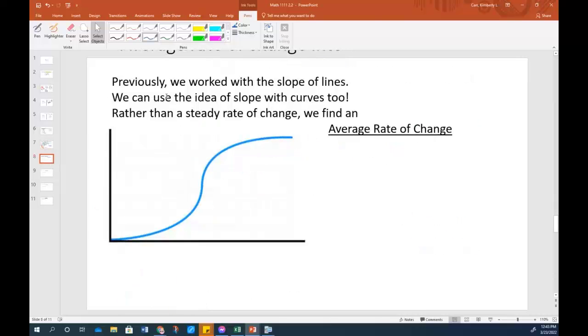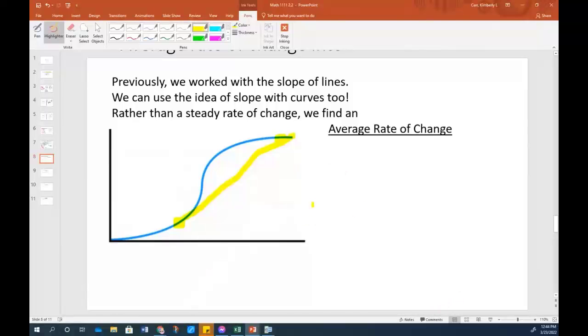All right, so shifting gears a little bit. Previously, we've talked about the slope of lines. And even though it's not technically slope, you can use that idea with curves too. We know that curves do not have a steady rate of change. But if you take two particular points on them, maybe I'll do this in yellow, if we go from this point and then go to this point, we could connect those, and I wish I could do that in a straight line. It's not too terrible. And that yellow part would have a slope.